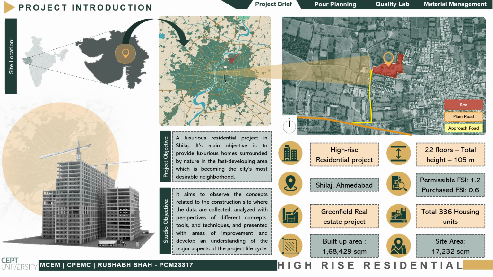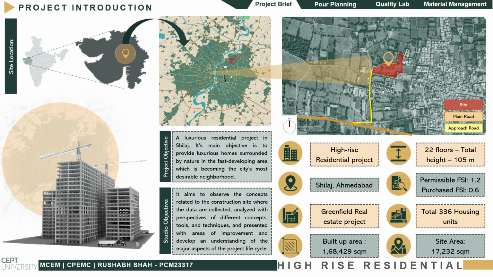Our project is located in the city of Ahmedabad, where the objective is to provide a luxurious residential project in the Silaj area. Its main objective is to provide luxurious homes surrounded by nature in a fast developing area, which is becoming the city's most desirable neighborhood, as shown here on the map. The orange line shows the main road, the yellow line shows the approach road, and the red demarcated box is our site. Our site is a high-rise residential project.